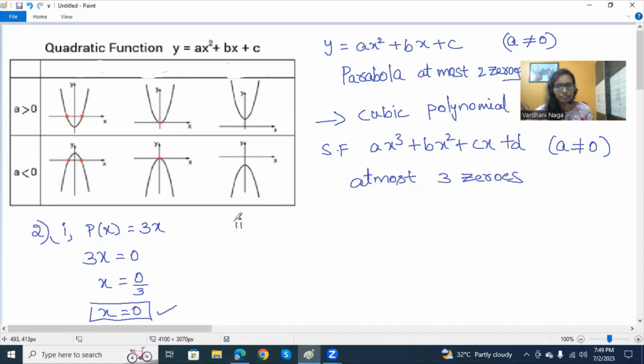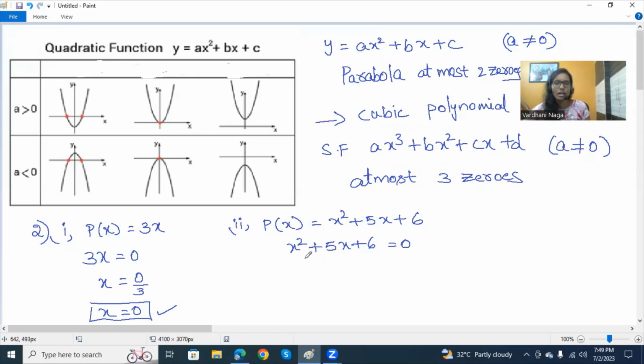Second bit. Next, P of x is equal to x square plus 5x plus 6. Take this polynomial, make it equal to 0 for finding the zeros of the polynomial. This is a monic quadratic equation. Monic means the x square coefficient is 1 here. So when the x square coefficient is 1, we say that it is a monic quadratic equation.